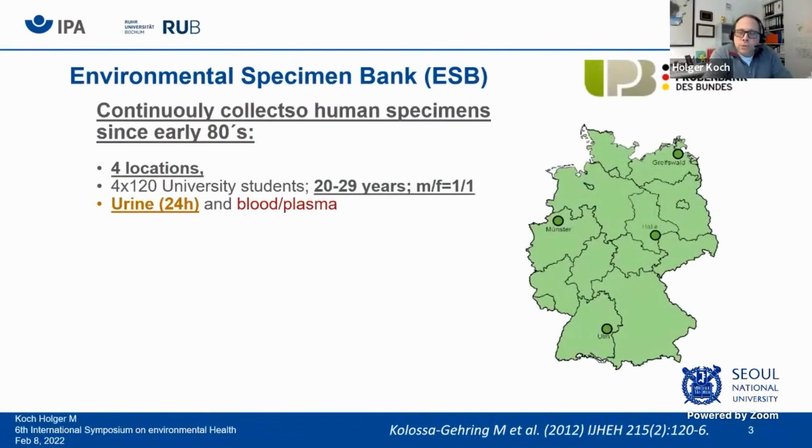Another important source of biospecimens is the Environmental Specimen Bank. It's a continuous collection of human specimens since the early 80s in Germany. We have 4 sampling locations. You see them on the map here, 2 in former Eastern Germany, 2 in former Western Germany, and 120 university students are sampled each year at each location, and the distribution is 50% males and females. And what's very important to know, we collect 24-hour urine samples and accompanying blood and plasma samples.